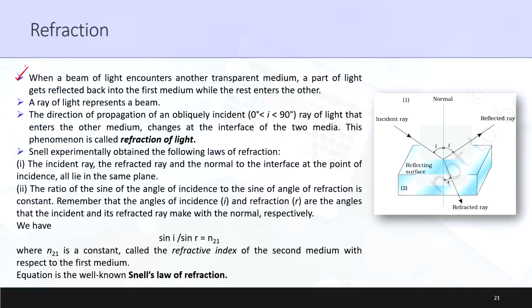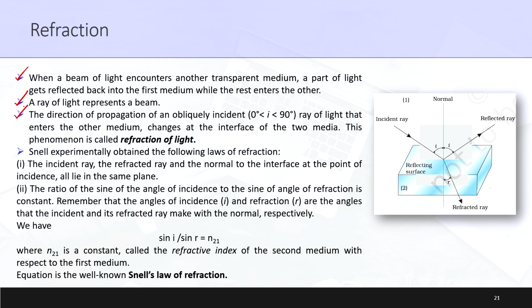Next, a ray of light represents a beam. A single line is a ray, and if we combine many rays of light like this, it is called a beam of light. Now, the direction of propagation of an obliquely incident ray of light, what does obliquely incident mean? It means the angle of incidence is between 0 and 90 degrees. The ray that enters the other medium changes direction at the interface of the two media. This phenomenon is called refraction of light.